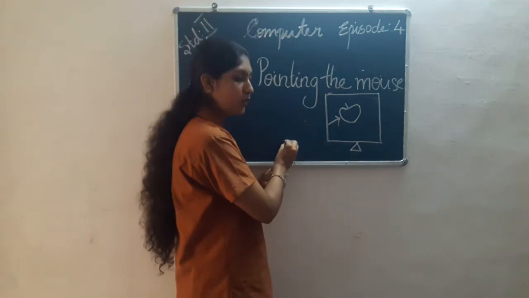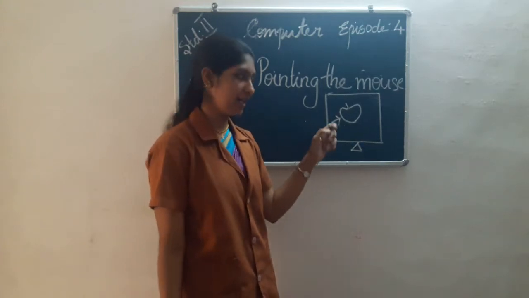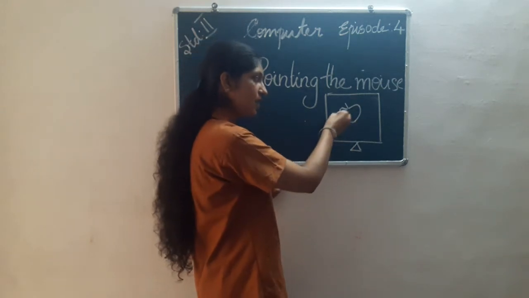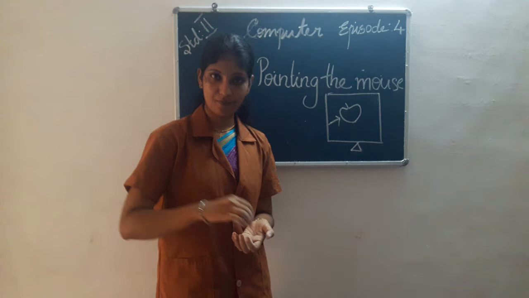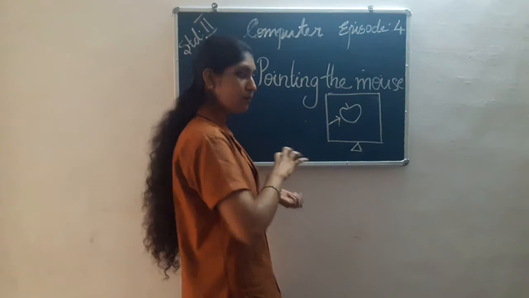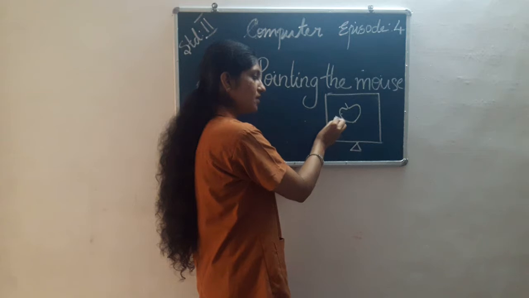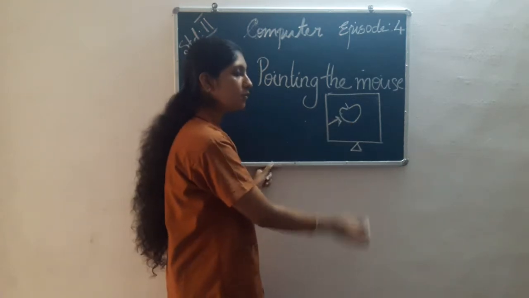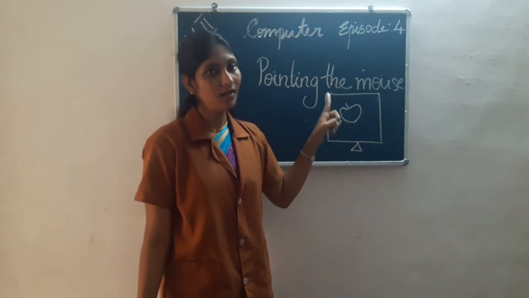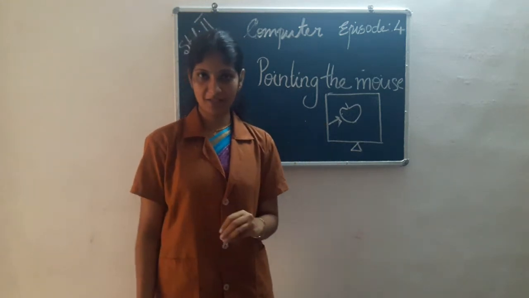So just move the mouse in the direction of the mouse pointer. That means move the mouse and take the mouse pointer to the apple. Just take the mouse and move the mouse pointer to the object. Here, just move the mouse and bring the mouse pointer to the apple on the screen. That is pointing.